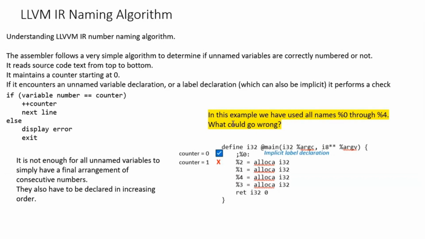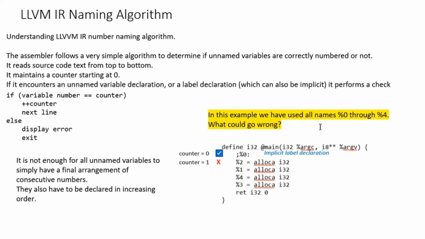So here, looking at this code, in this example, we have used all names from 0 through 4. What could go wrong? We have %0, which is the implicit label declaration. We have a variable named %1, %2, %3, %4. Now we might be thinking, okay, we have all consecutive numbers, so we're good. But unfortunately, it will be an error.